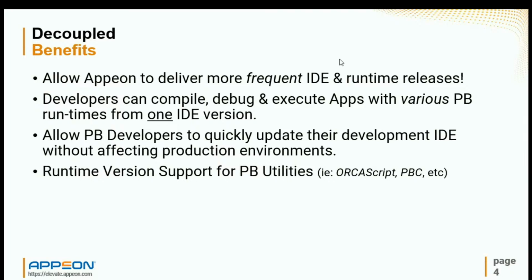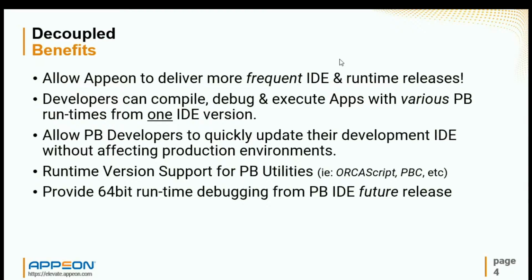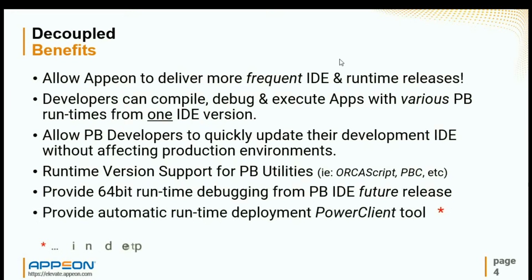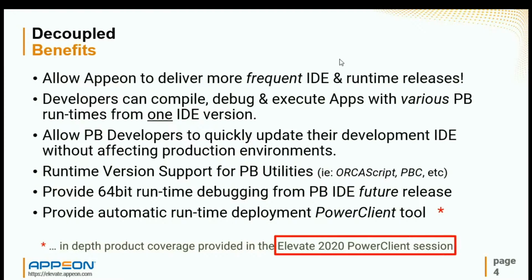And runtime version support for PowerBuilder utilities, OrcaScript, PowerBuilder external compiler, even the PowerBuilder packager, for example, are provided in this release. The possibility in the future for a 64-bit runtime debugging from the PowerBuilder IDE. Notice that this will come after PowerBuilder 2019 revision 3. And it's going to provide automatic runtime deployment via the PowerClient tool. Again, the details of this will be in the PowerClient session. However, in this session, we're going to have a look at the runtime aspect only.